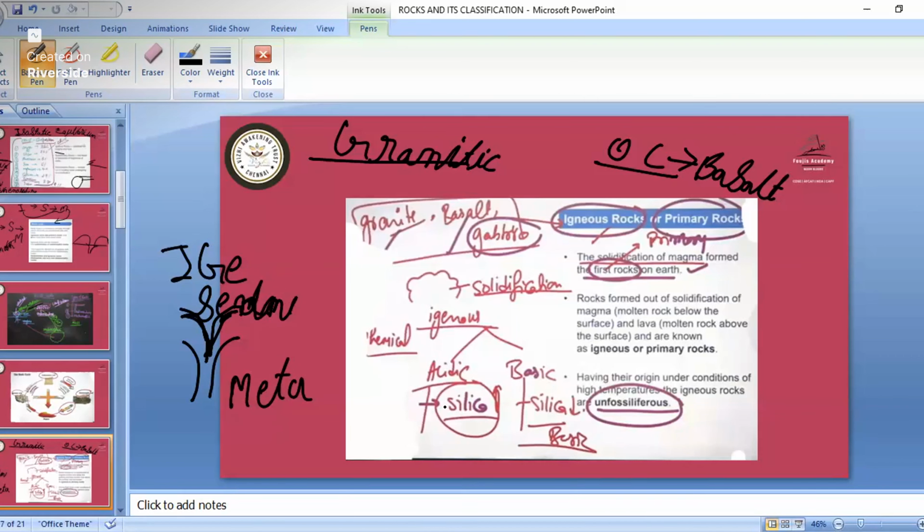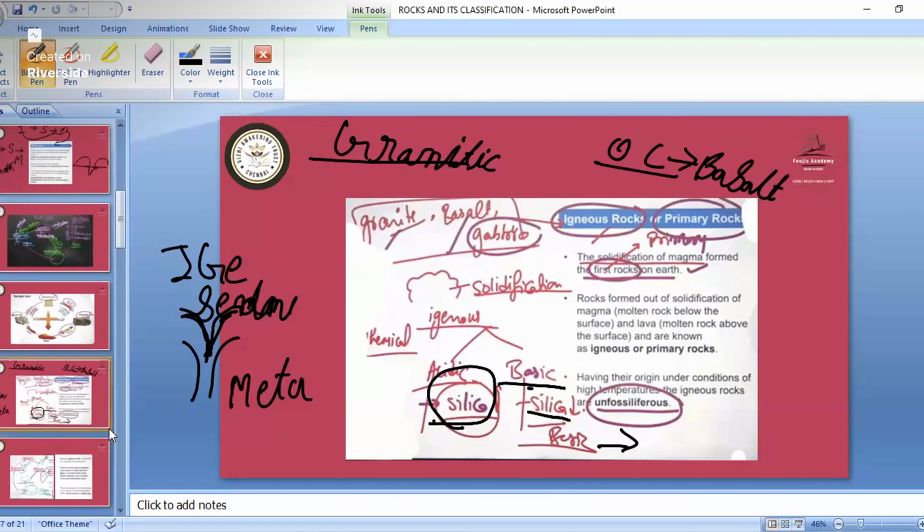Now we have studied that in acidic igneous rock it is silica, and basic igneous rocks contain both. We have the presence of silica, and in basic rock a little amount of silica is there, and also a larger amount of basalt will be there. So more basalt and some amount of silica will be there in igneous rocks.